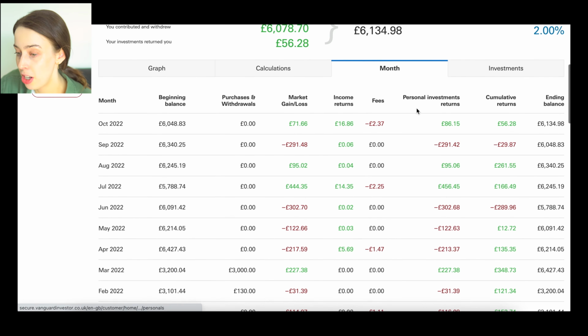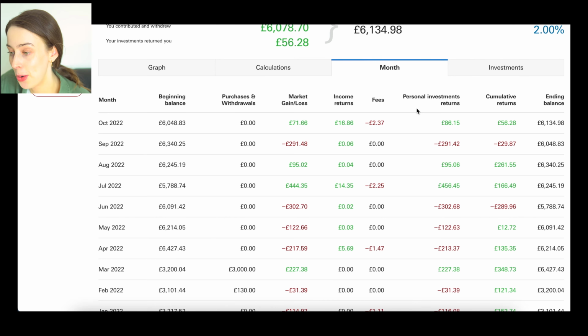In this month tab, it just breaks down every single thing that you would need to know about your account financially month by month. Beginning balance, purchases and withdrawals, any gains or losses, income, so that will be dividends and anything you've made on the account, fees, and so on. And you can see the ending balance for every single month. And I think this is a really useful and easy thing that Vanguard offer.